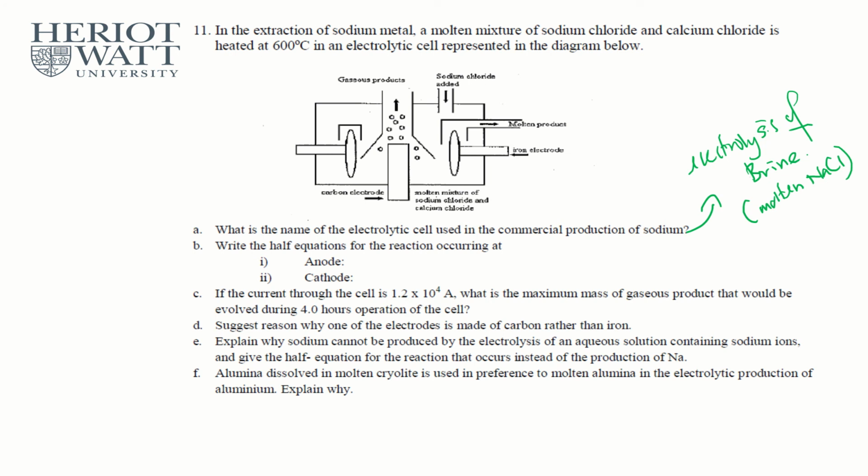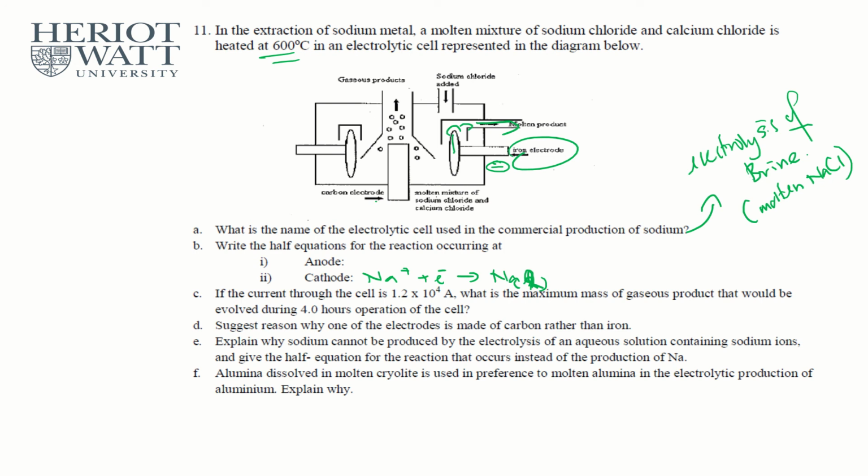Write the half equation for the reactions occurring at the anode. Now, based on the diagram, which one do you think is the anode and cathode? We know that sodium metal in the molten state, liquid, is produced at the cathode, right? So at the cathode is actually the production of sodium, sodium plus e, you get sodium liquid, in fact, because at high temperature, it should be a molten sodium metal, which is coming up from here, from the iron. So iron here is actually the cathode, right? Negative.